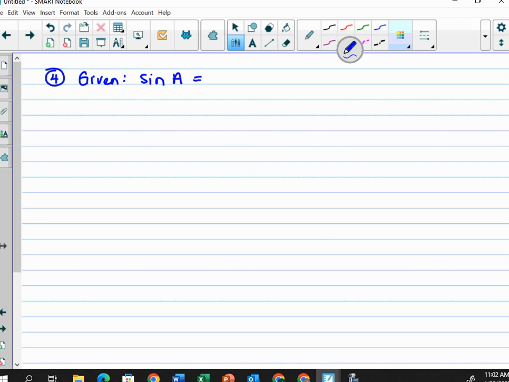You are given sine of A equals 3 over 5. We know 0 is less than A is less than pi over 2. Is this going to take a lot of space? Or should I flip over? It's a decent amount of space. Got to draw a couple triangles.